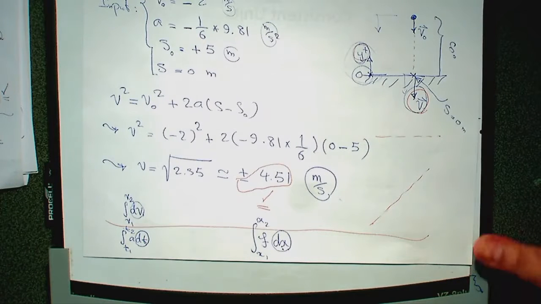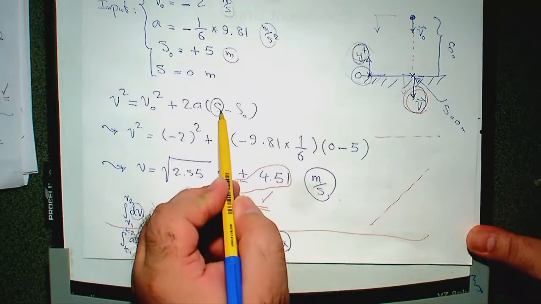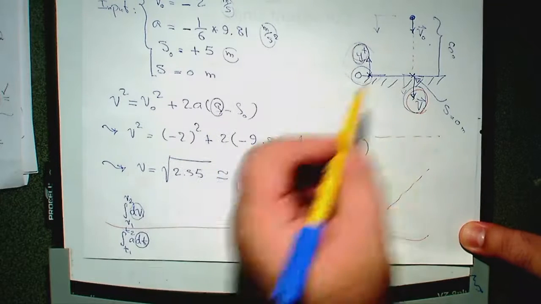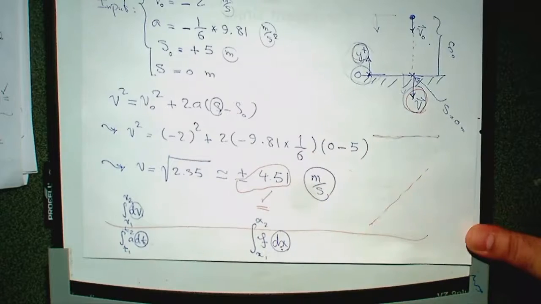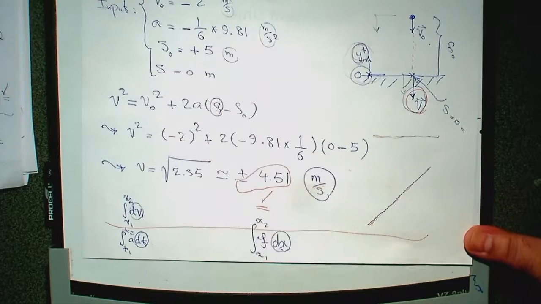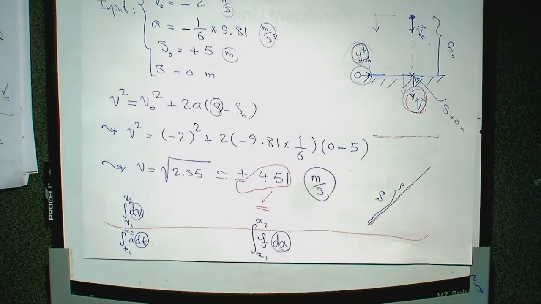Another question they asked: does this S mean height, or can it be anything? As I told you, if it's vertical, it's height. If it's horizontal, it's distance. It can be an inclined one as well. As long as it's rectilinear, with no curvature in the path of motion, S can be the distance traveled. Okay, any question?